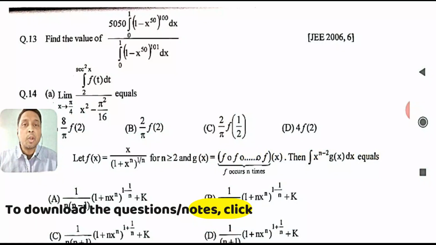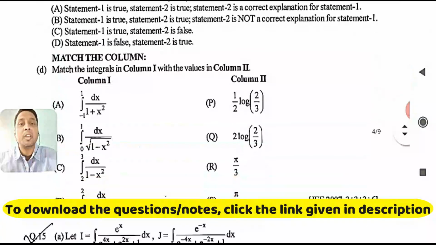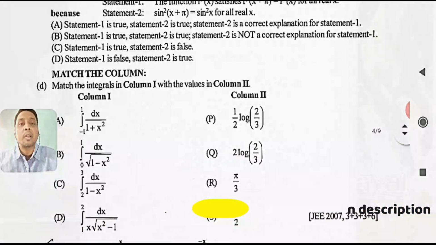Okay students, welcome all to this new lecture in the Advanced series where we are solving previous year IIT JEE questions on definite integrals. In this lecture we will be solving from question number 13 to question number 14D. Then let's try to solve these questions.